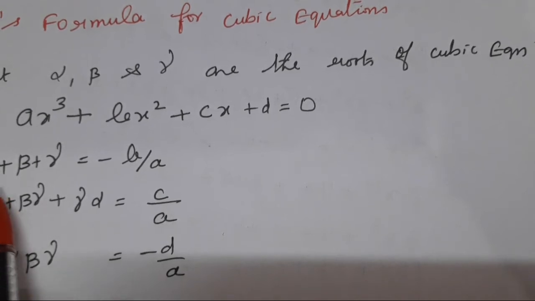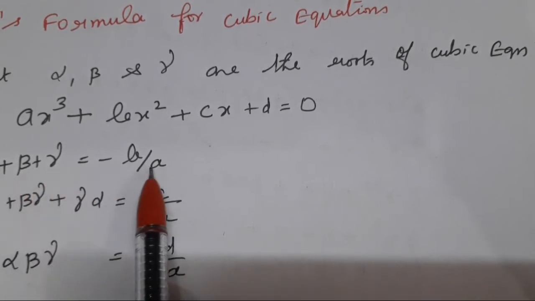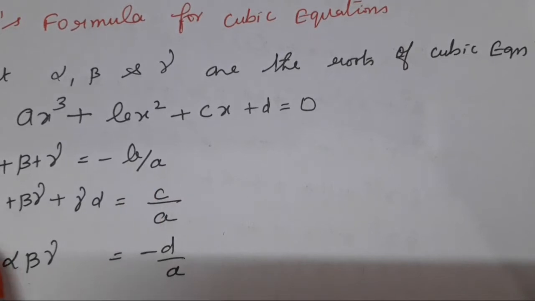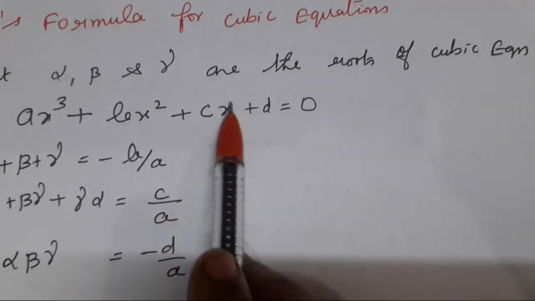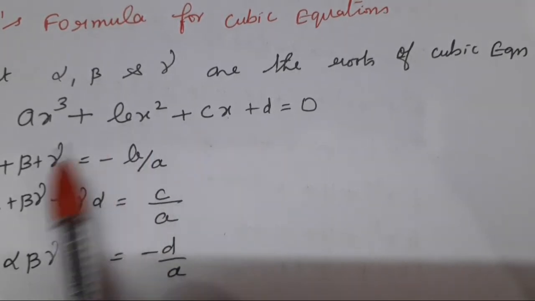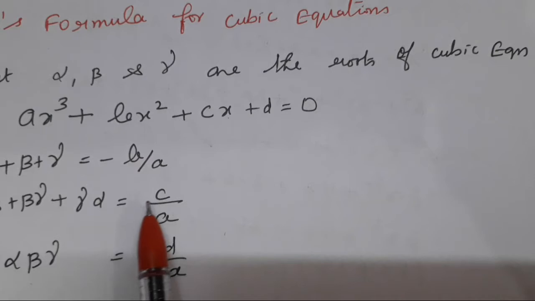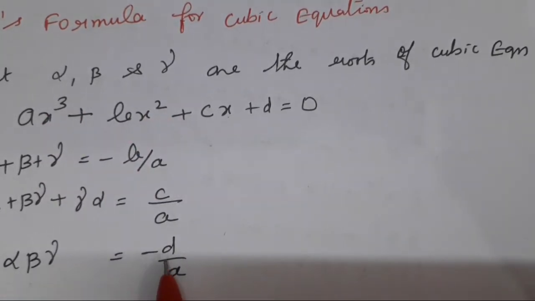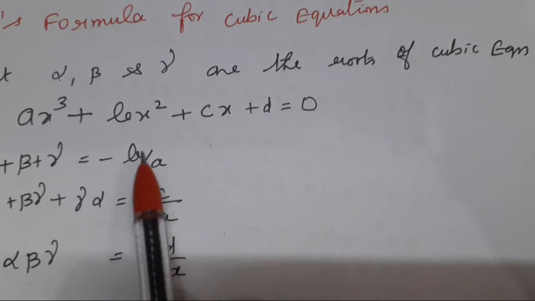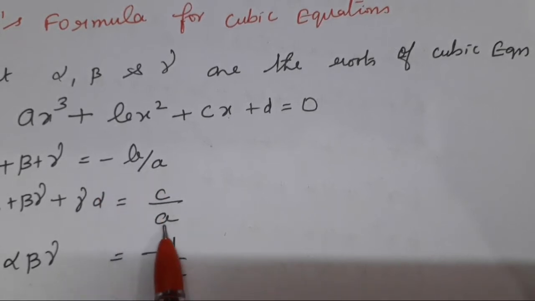For a cubic equation, the sum of the roots, alpha plus beta plus gamma, equals minus b by a. The sum of the products of the roots taken two at a time, alpha beta plus beta gamma plus gamma alpha, equals c by a. Here c is the coefficient of x, and a is the coefficient of x cube. The product of the three roots, alpha beta gamma, equals minus d by a. So remember the alternating signs: minus, plus, minus.